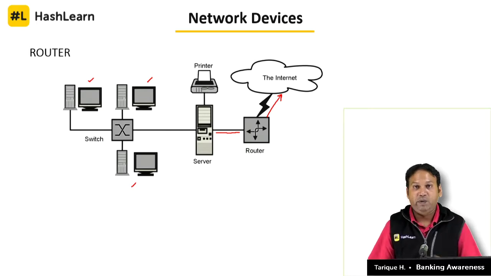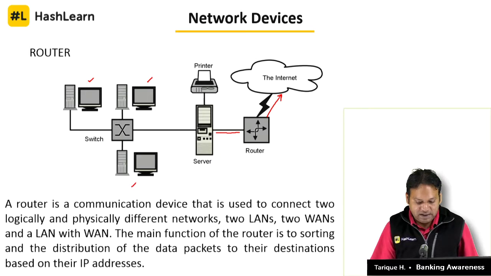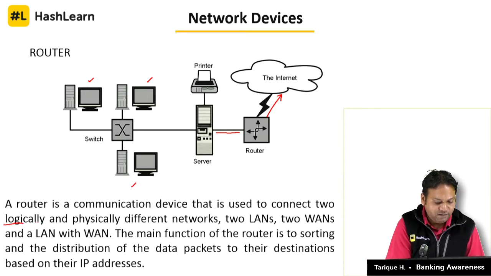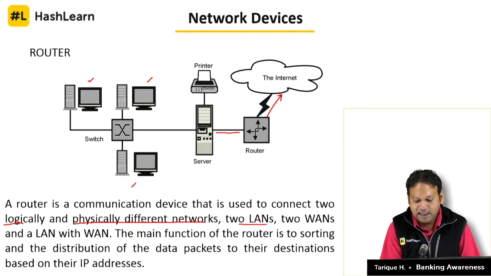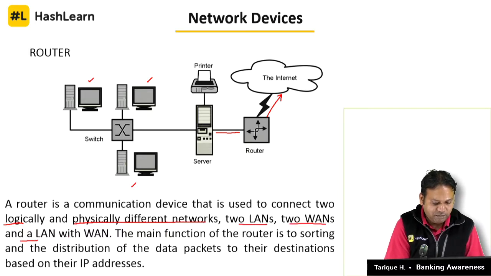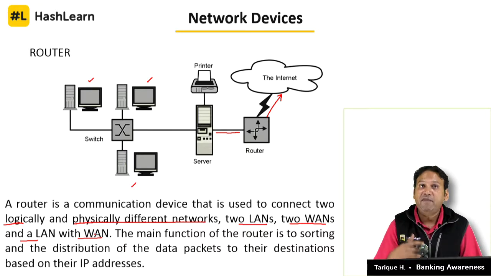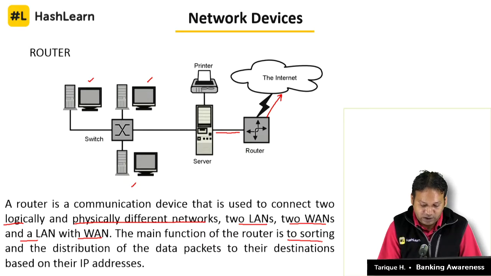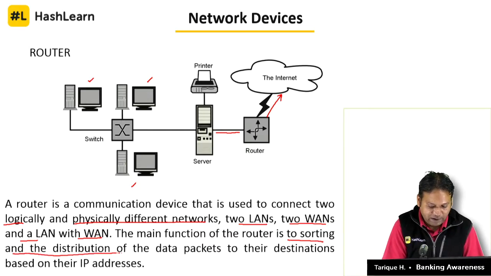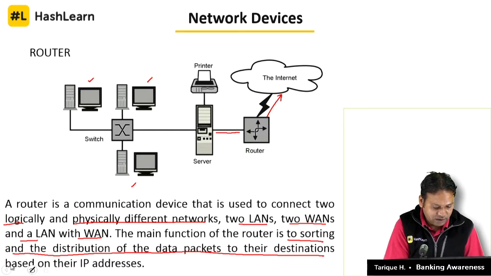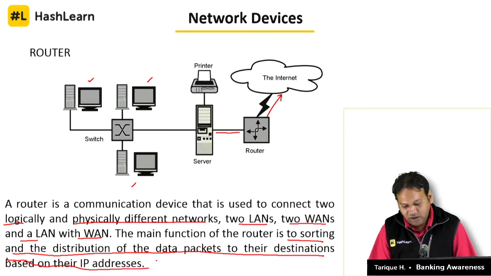So mainly for the internet we use a router. If we only want to connect the systems, we don't need a router. A router is a communication device that is used to connect two logically and physically different networks: two LANs, two WANs, or a LAN with a MAN. So we use a router to connect two logically and physically different networks. What is the main function of a router? It is the sorting and distribution of data packets to the destination based on the IP addresses. That is the main function of a router.